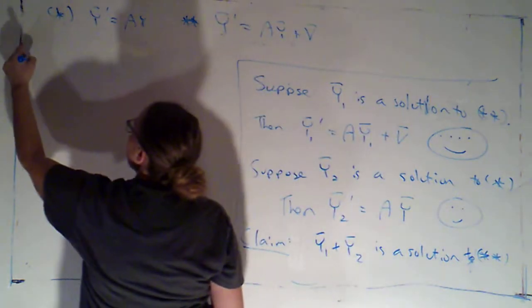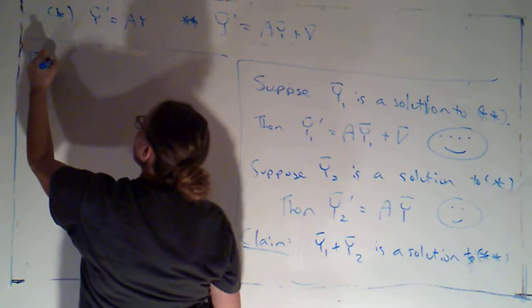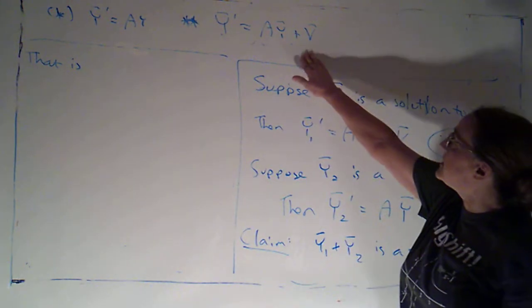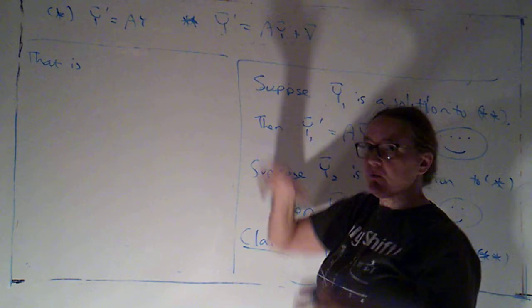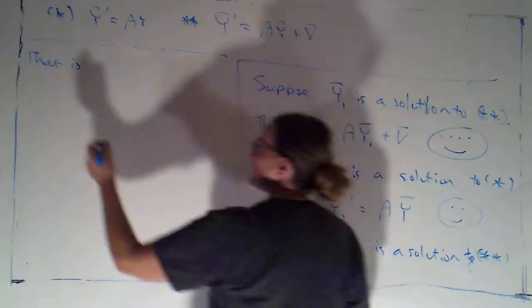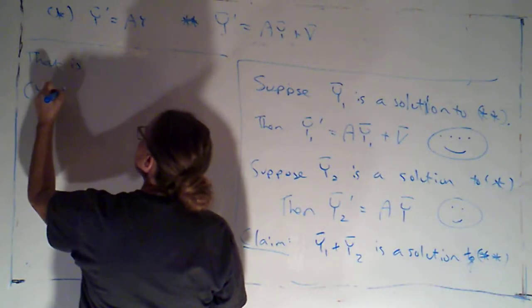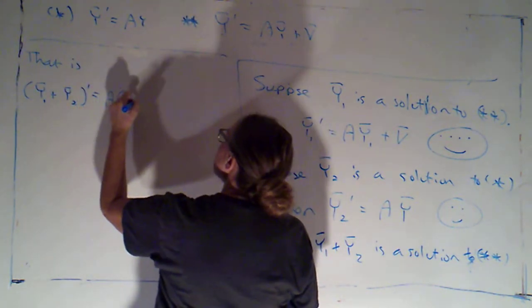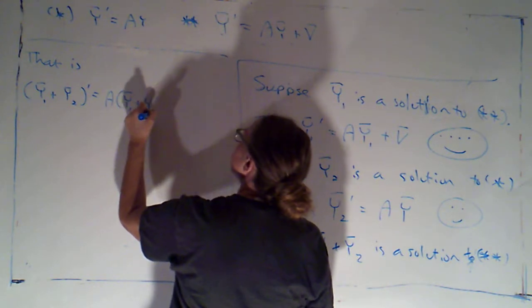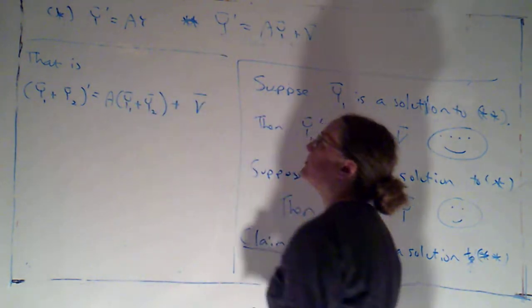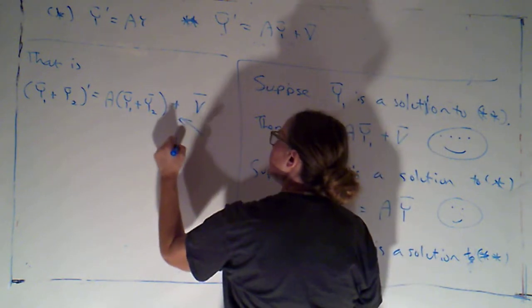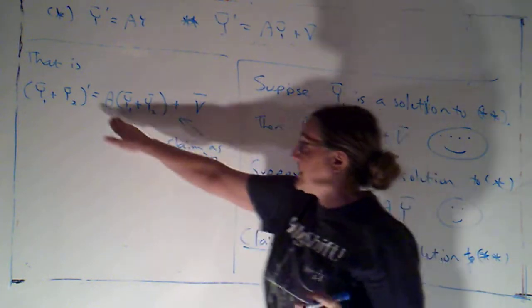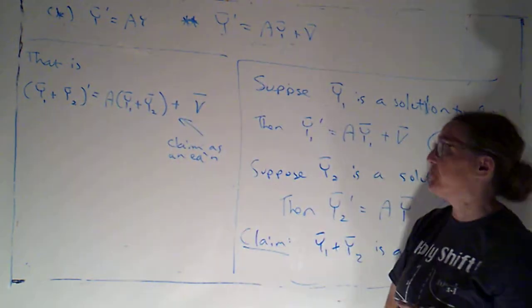Okay, so I'm going to just spell out now what my claim is. My claim is that y1 plus y2 is a solution to this, which means if I replace the y's here with y1 plus y2, that's what I'll get a true equation. So y1 plus y2 prime is equal to a times y1 plus y2 plus v. That is my claim as an equation. So I'm not at this point saying that that is true. I'm saying I'm about to prove that.